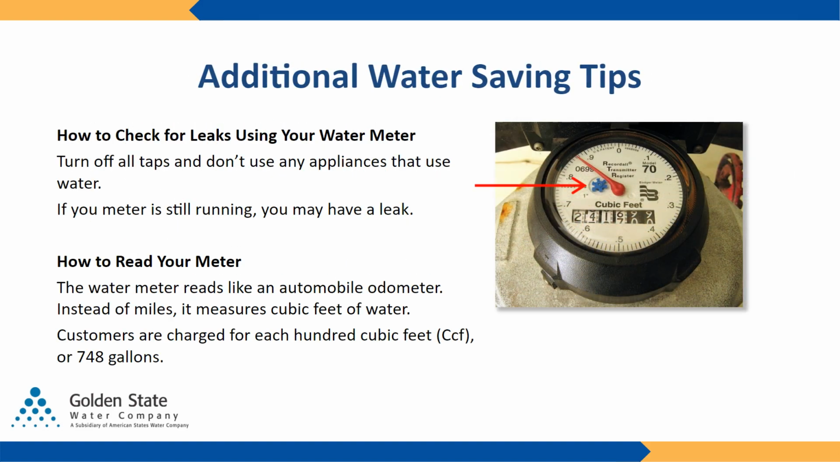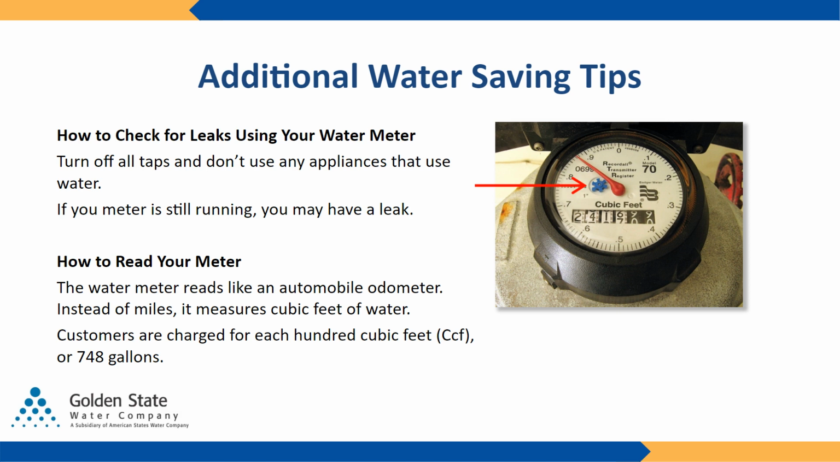Another way to save water is to fix any leaks. Some leaks, like dripping faucets, are easy to detect. However, leaks might happen underground, and you might not even know about it. To check for unknown leaks, you can use your water meter by following these steps.